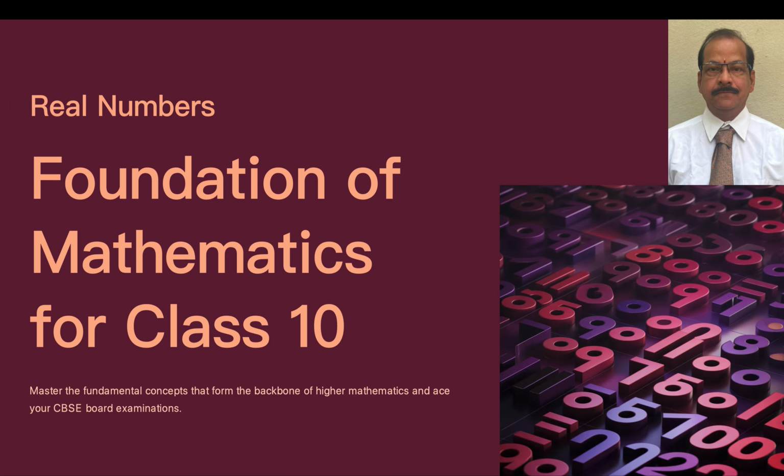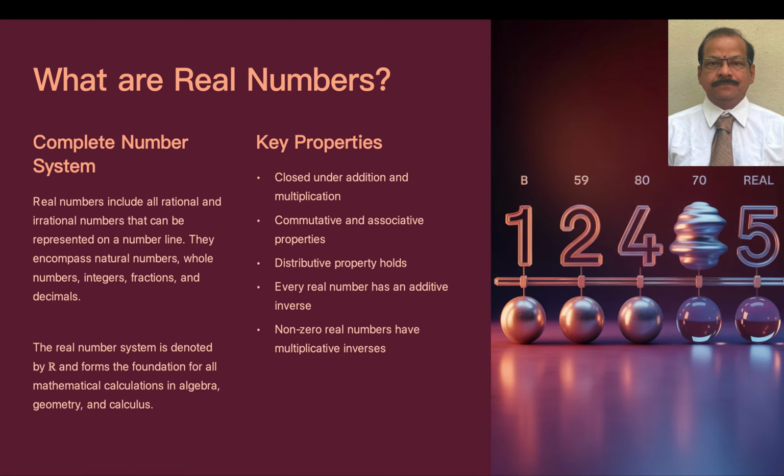These real numbers include rational and irrational numbers. Basically, a rational number is one which can be expressed as p by q, and irrational numbers are not expressible in the form of p by q. So, what is the complete number system?